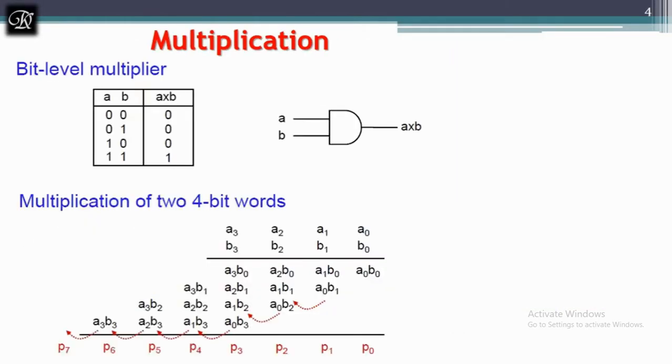Now we will see how to achieve this with the help of an AND gate. When it comes to multiplication, we have a logic circuit, the AND gate, which performs the multiplication of a given bit. We know the truth table of the AND gate: when both inputs are high, we get the output as high, otherwise it always remains 0 in any other case.